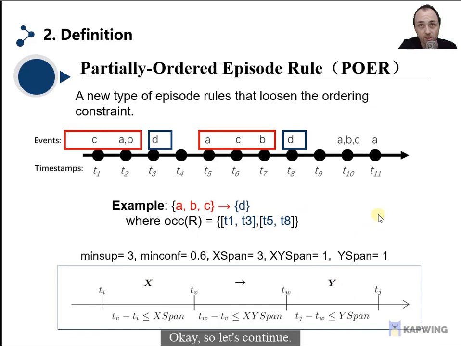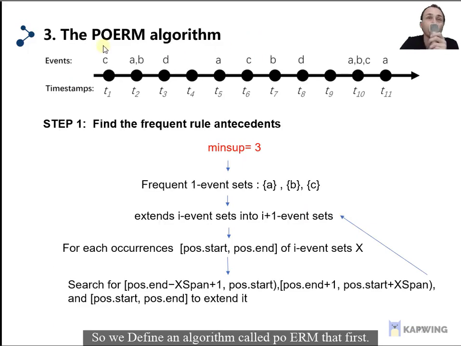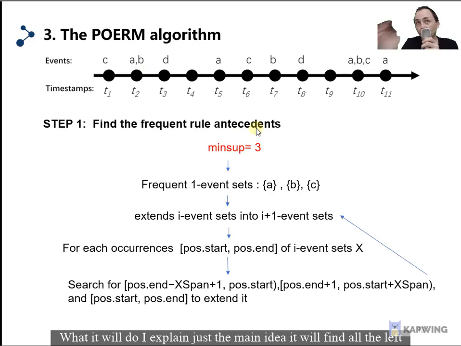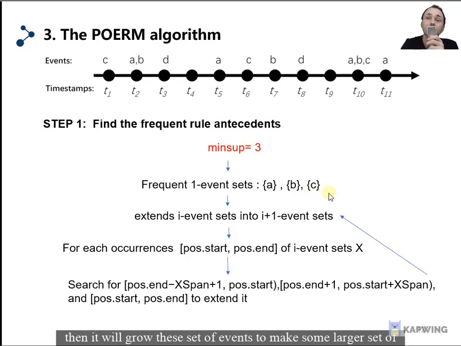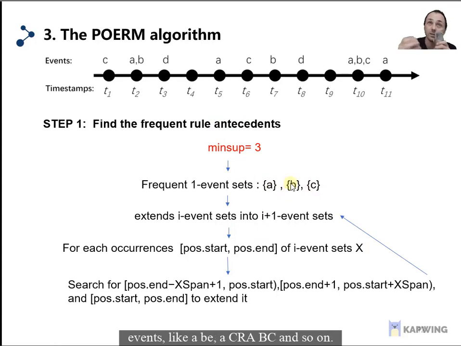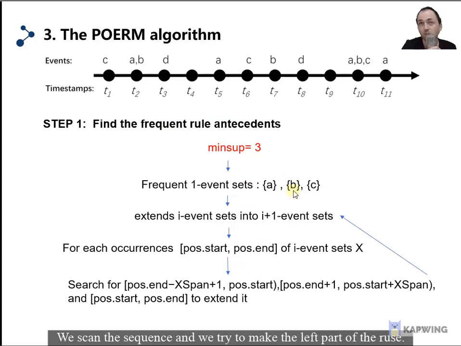Okay, so let's continue. We define an algorithm called POERM. I will explain just the main idea. First, it will find all the left parts of the rule, the antecedents, that meet the minimum support, like A, B, C, and then it will grow these sets of events to make larger sets like AB, AC, or ABC, and so on. So this is a recursive process. We scan the sequence and we try to make the left parts of the rules.